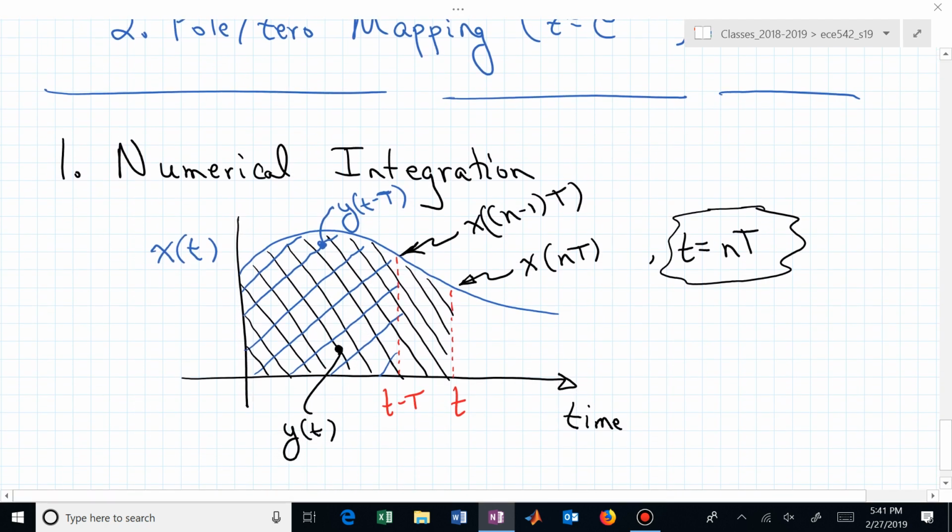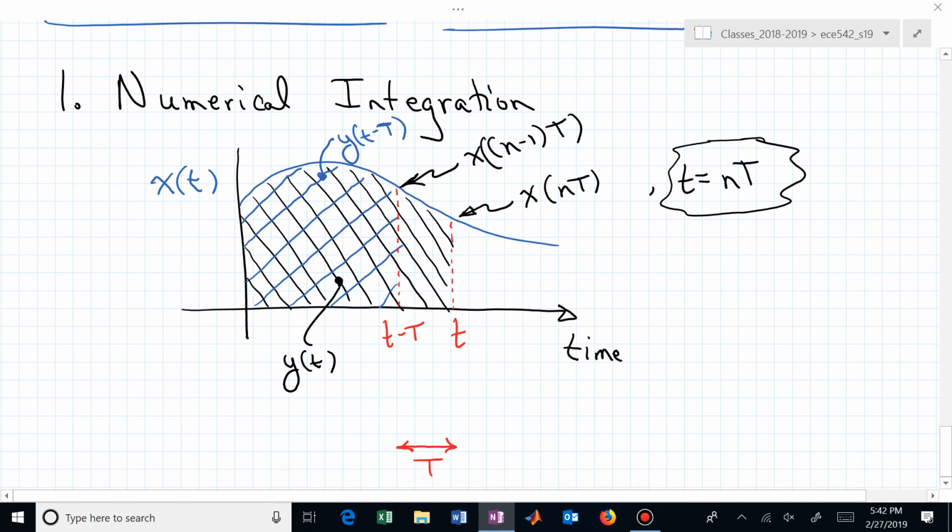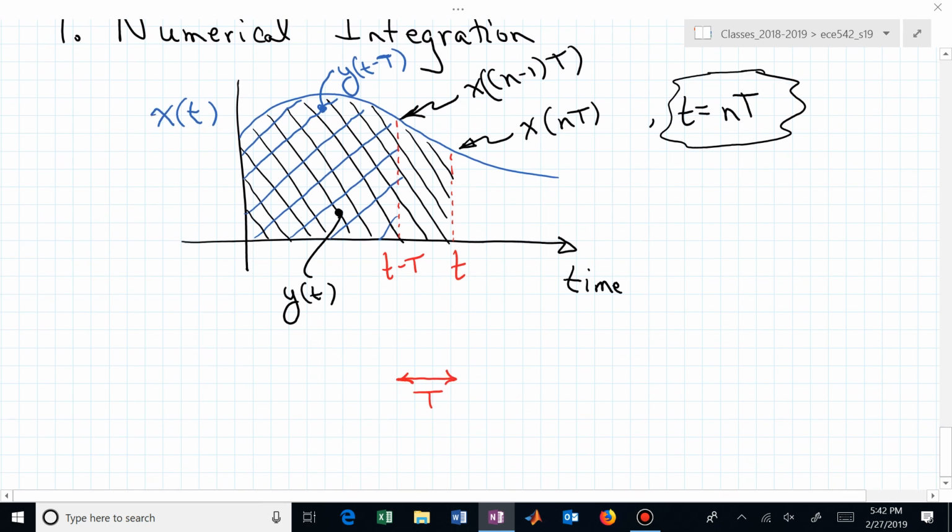Here's the picture that we want to focus on. We have a function, x of t, that's the blue line, and the area underneath that is obviously the integral of x of t. We want to know, how can we create a discrete time approximation to finding the area under that curve? Or what is y of t? Y of t is what we're referring to as the area underneath that curve, or the integral of x of t. So let me just write that down.